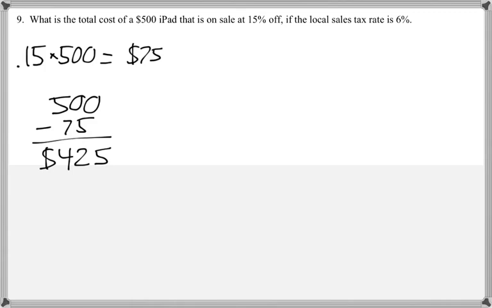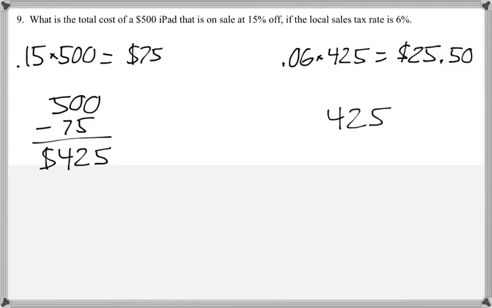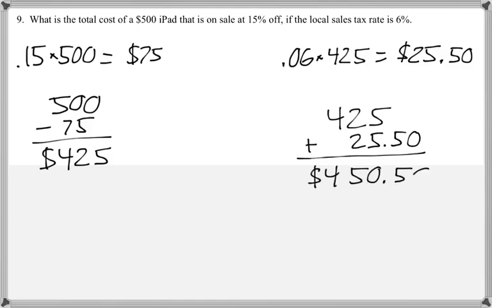Now we need to find the tax on $425. So 0.06 times 425 is $25.50. So then this value we need to add to the 425. So our final answer is $450.50.